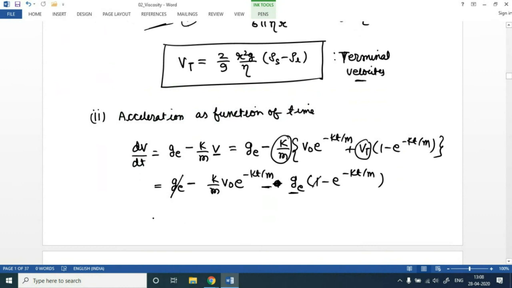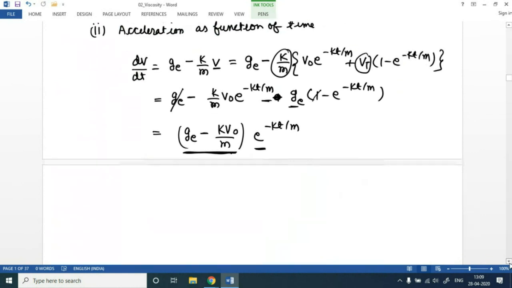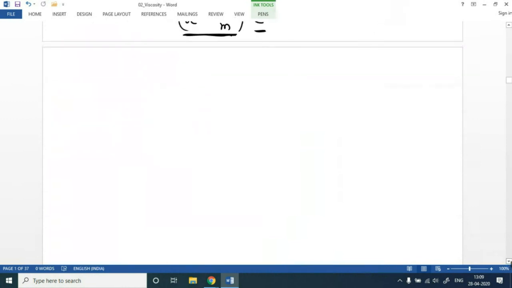So what I will ultimately be getting is nothing but g effective minus k v naught by m, into e to the power minus kt by m. So you can see this would be the initial value of acceleration, and the acceleration is an exponentially decreasing function. So here we are able to write not only velocity but acceleration as a function of time as well. Okay, so now, with the help of these expressions, let's look into different cases.